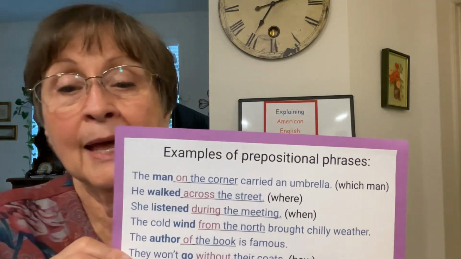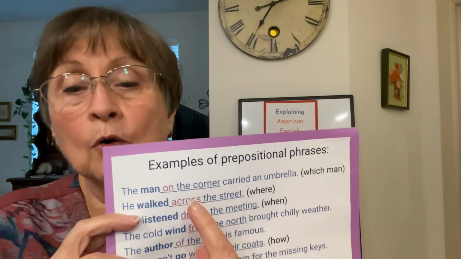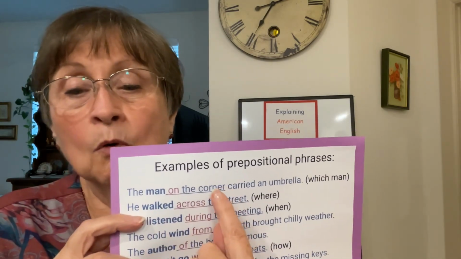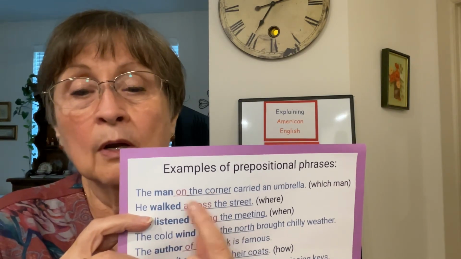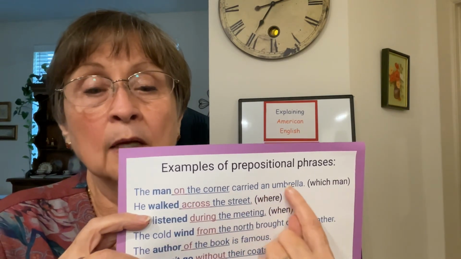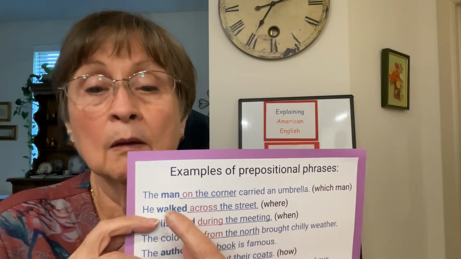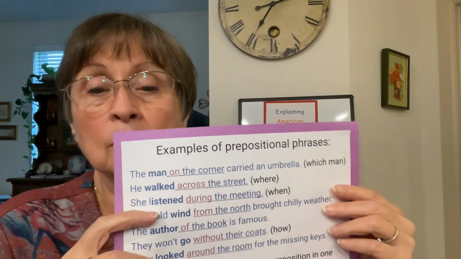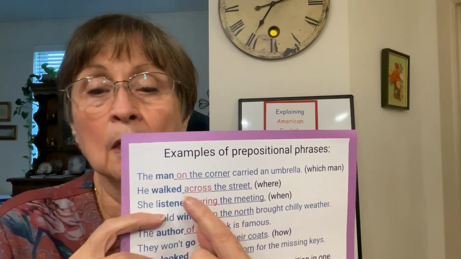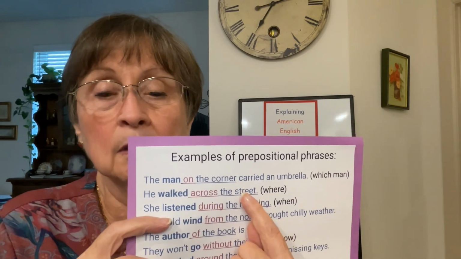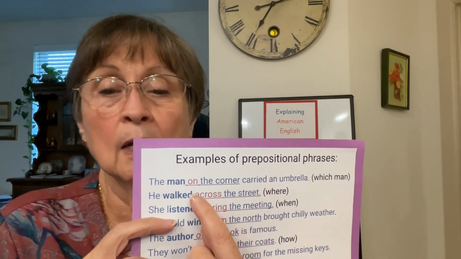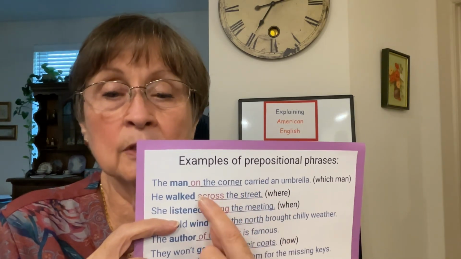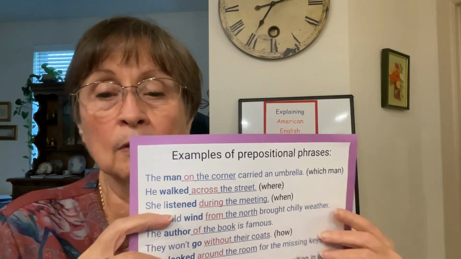Some examples. The man on the corner. There's a relationship between man and corner. On explains it. Man on the corner. The man on the corner carried an umbrella. Which man? The man on the corner. He walked across the street. Walked, street. And the whole thing tells where. But there's a connection between walk and street and the prepositional phrase. This connecting word shows that relationship.